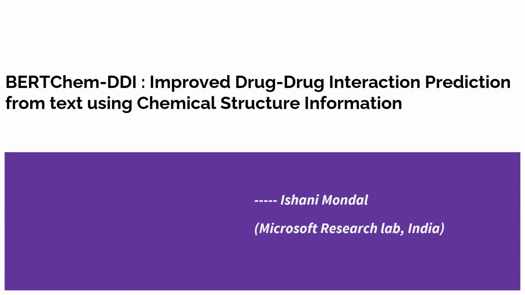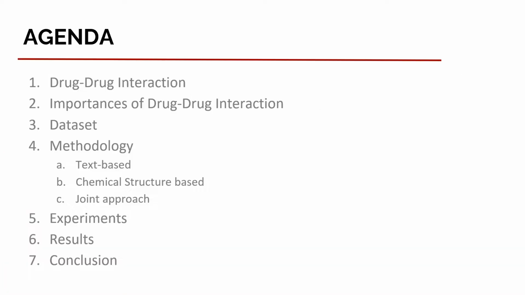So today I will be going to present BERTChem-DDI: improved drug-drug interaction prediction from text using chemical structure information. This is the paper which has been accepted in the KNLP workshop at AACL-IJCNLP 2020. So today I will be going to present the paper.